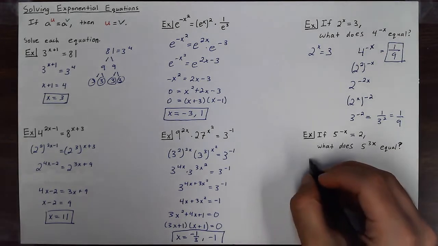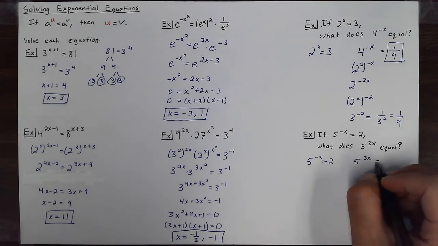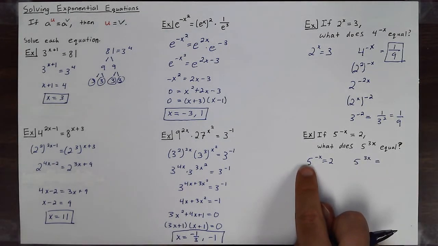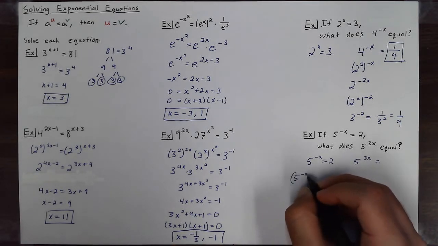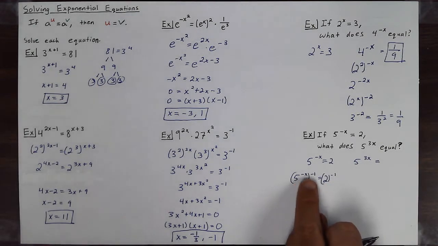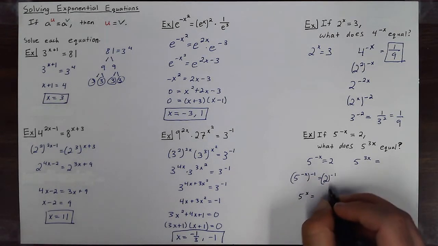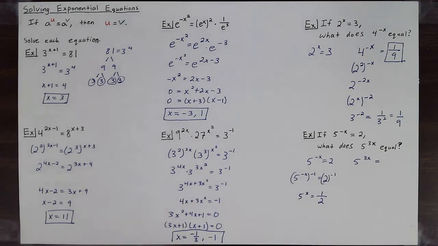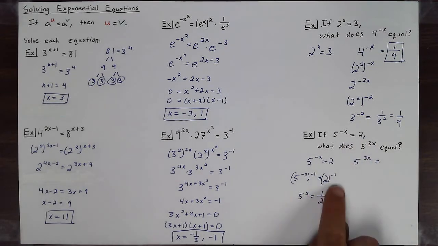So over here I have 5 to the negative x is equal to 2. So what does 5 to the 3x equal? Well, right now it's not just 5 to the x. So one thing that might help me is actually to rewrite this expression to help me find my answer. So what I can do is rewrite this as 5 to the negative x raised to the negative 1 power. So I have to do 2 to the negative 1 power as well. So when I multiply the exponents, that just gives me 5 to the x. And then 2 to the negative 1, which would be 1 over 2 to the first, so 1/2. So 5 to the negative x is equal to 2 just means that 5 to the x is equal to 1/2.